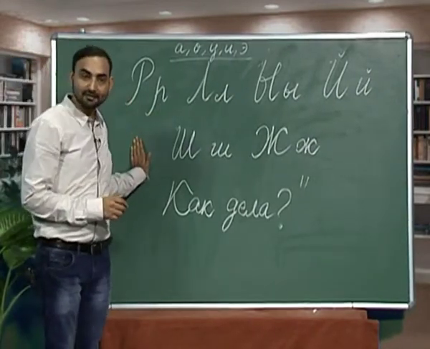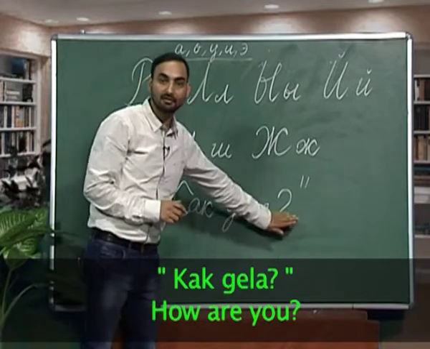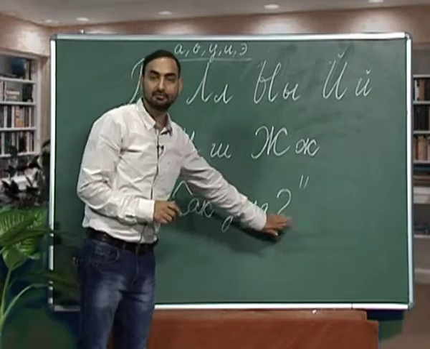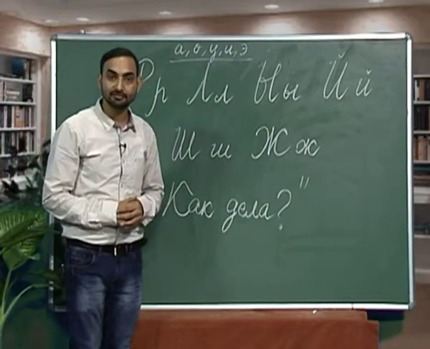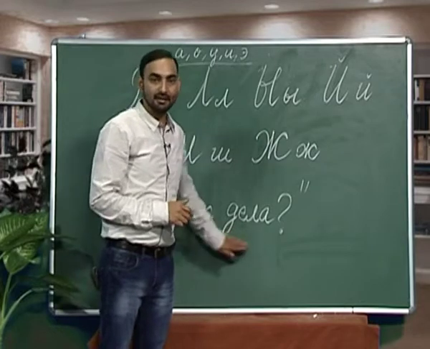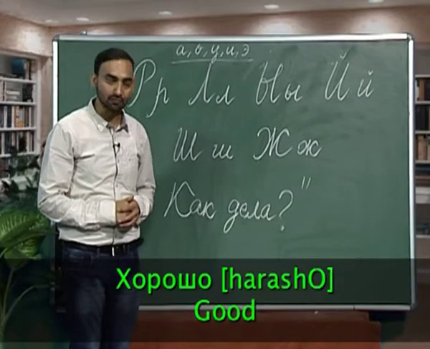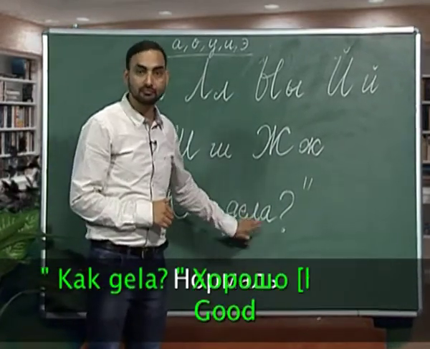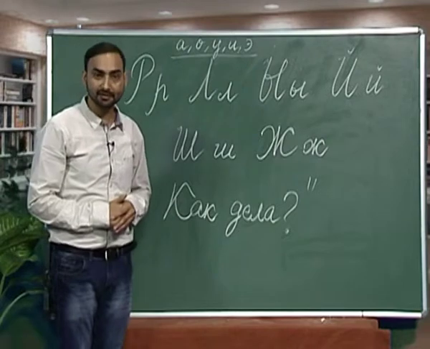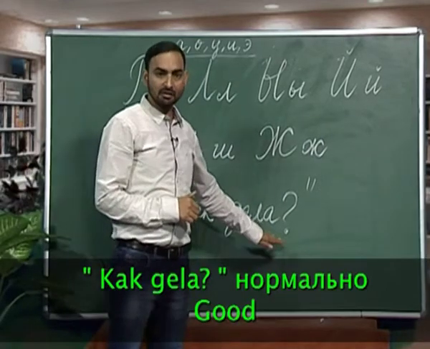Okay, we will start this lesson with the construction Как дела? Как дела is how are you in English. And how do we answer this question? We have a couple of answers. If someone asks you Как дела? We normally say хорошо. Как дела? Хорошо. The next answer that we can use is нормально. Как дела? Нормально.